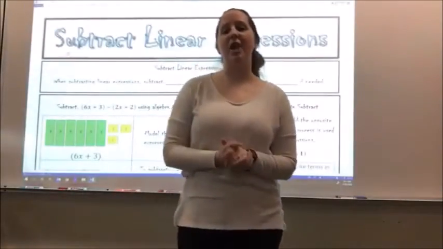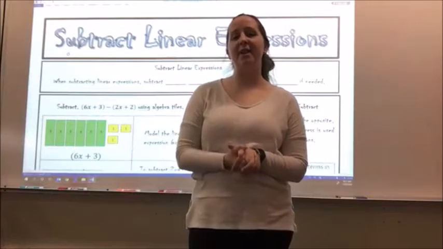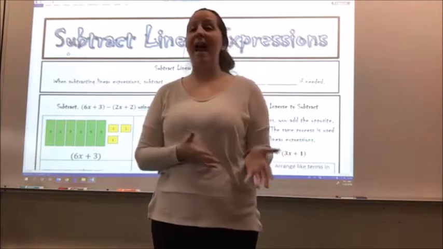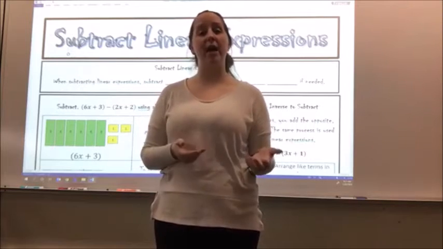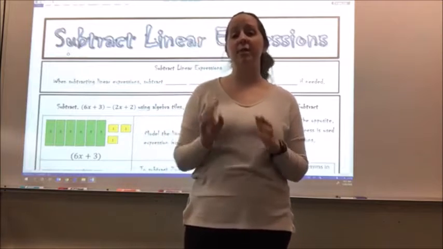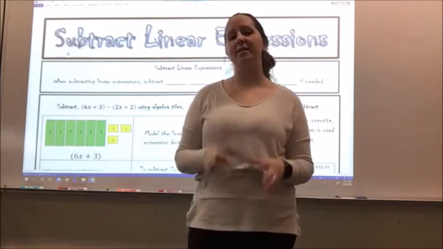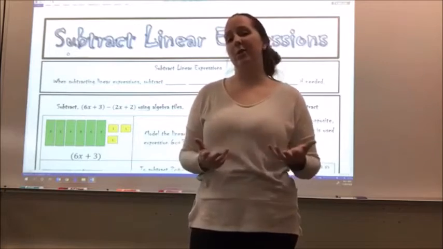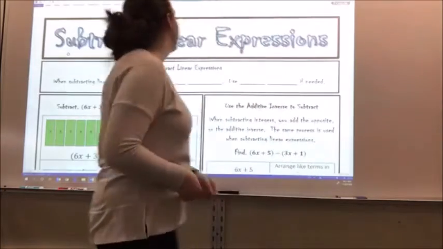All right, this is Chapter 5, Lesson 7, Subtract Linear Expressions. So last time we actually talked about adding linear expressions. Now we're going to do the opposite. We're going to subtract them. So it's basically the exact same thing. You can still use algebra tiles. You can still use just regular subtracting. Okay? You're just doing it with variables now. So let's take a look.